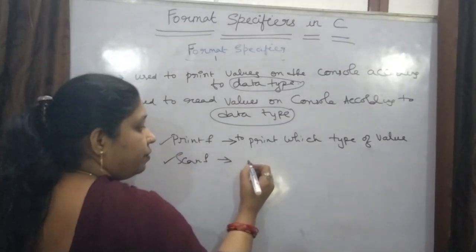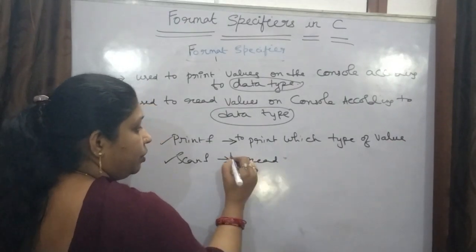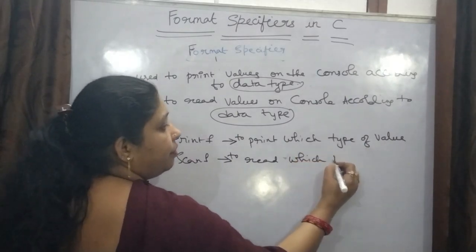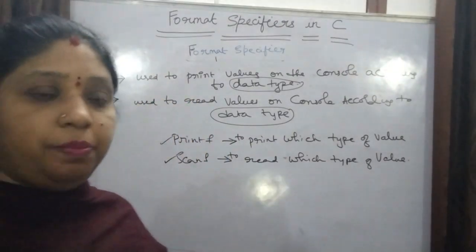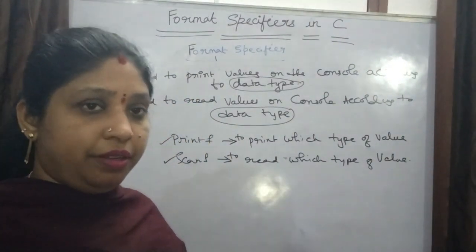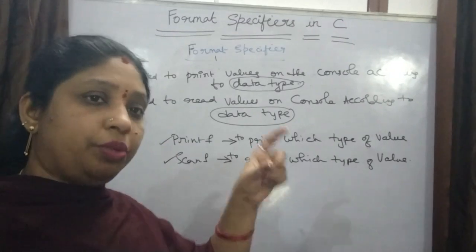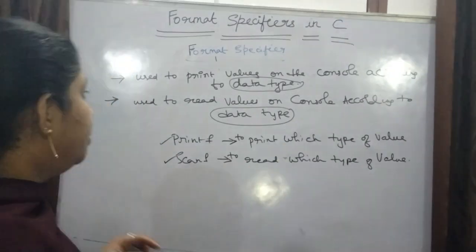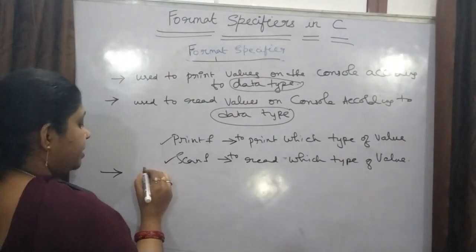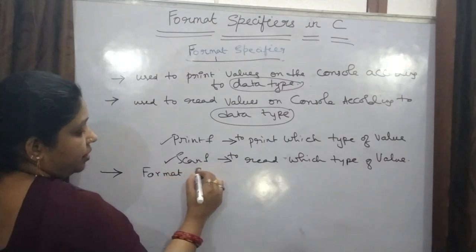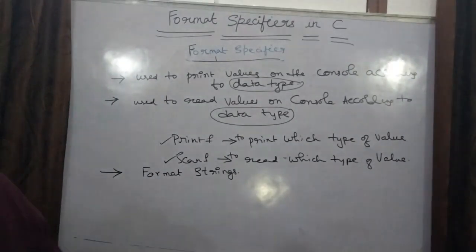So this also, it will understand which type of value to read. That means which data type should I accept, which data type should I print. Okay, so depending on the data type only, format specifiers are given to the printf and scanf functions. Next, these format specifiers are also called format strings, right? These are also called format strings.